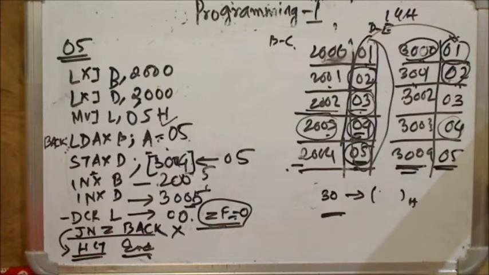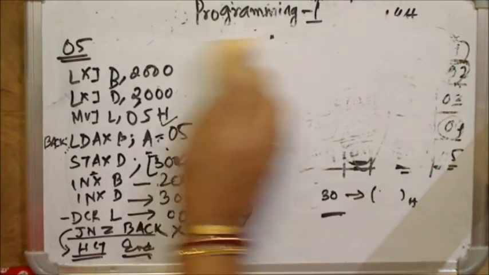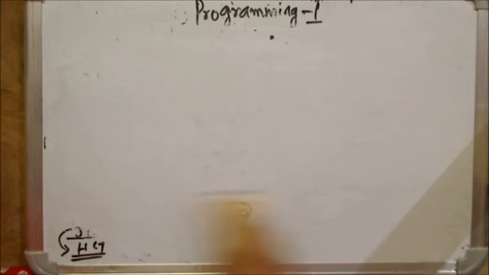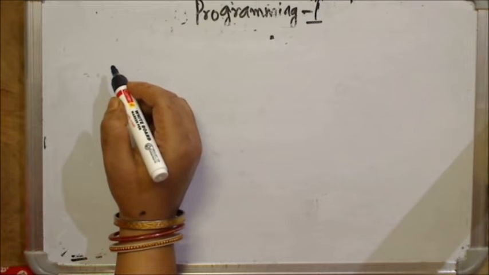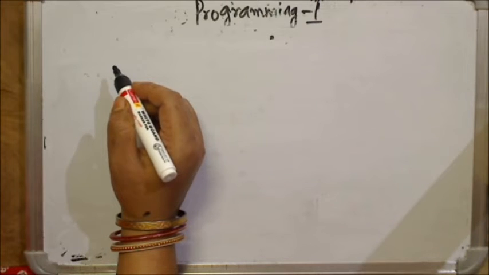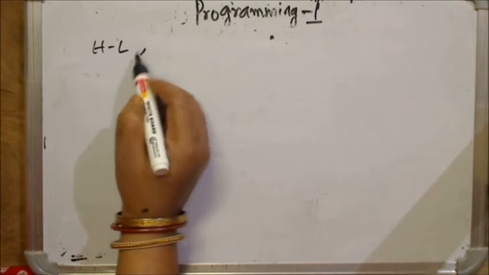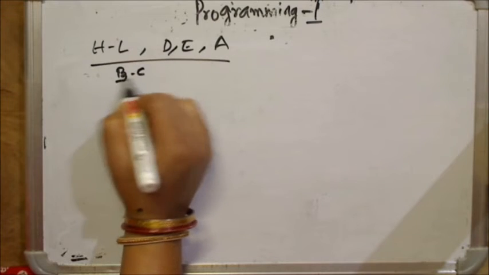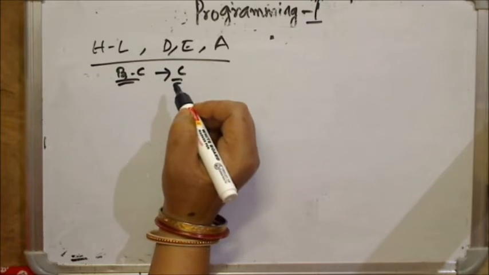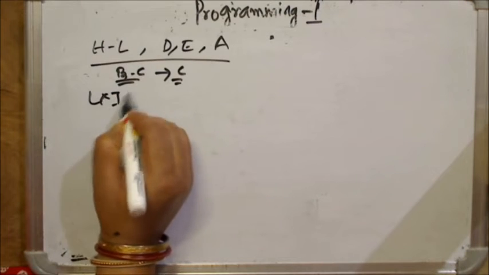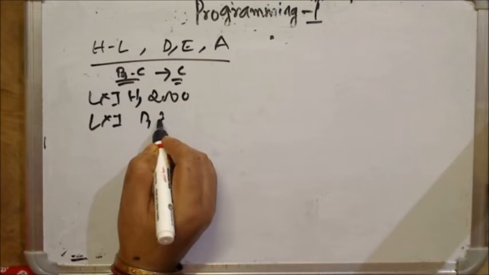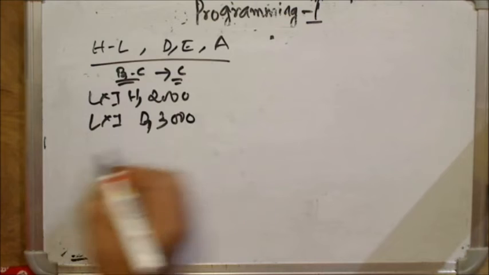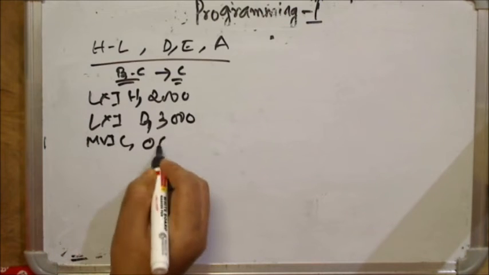Now the point which I was telling is: if you take HL pair as your source instead of BC pair, you can do that. Your count would be in C, because you are using HL pair, you are using DE pair, and you are using A. So what is left? BC pair. So you can use your count in C. Okay. So you can write LXI H 2000, then LXI D 3000, and MVI C, 0AH.